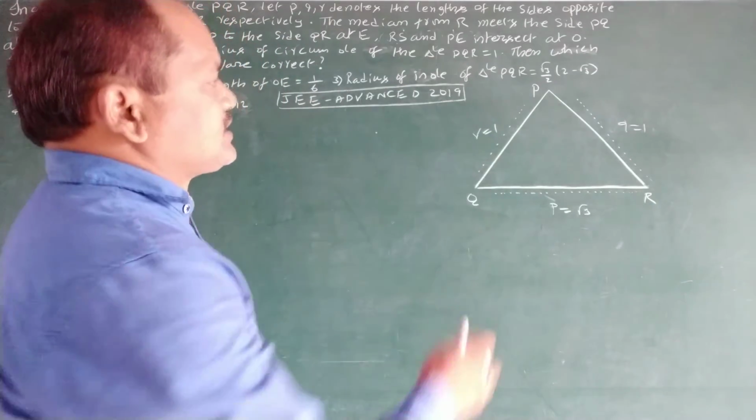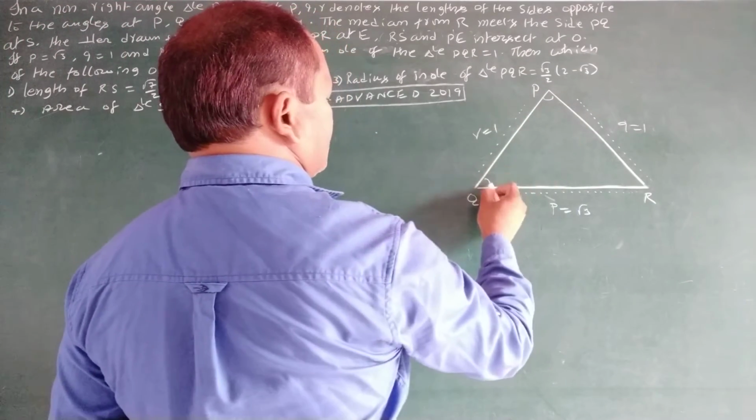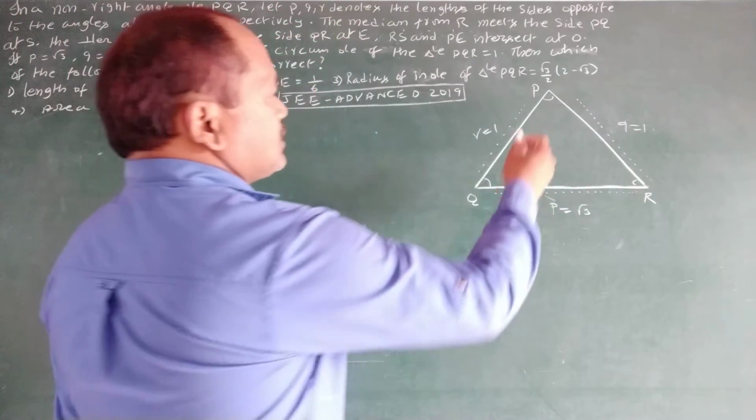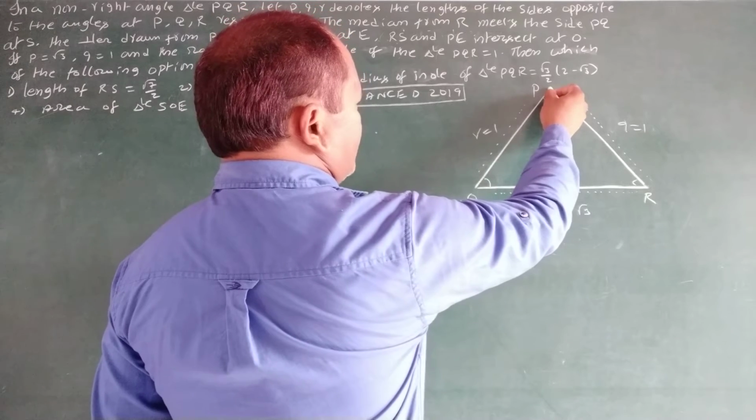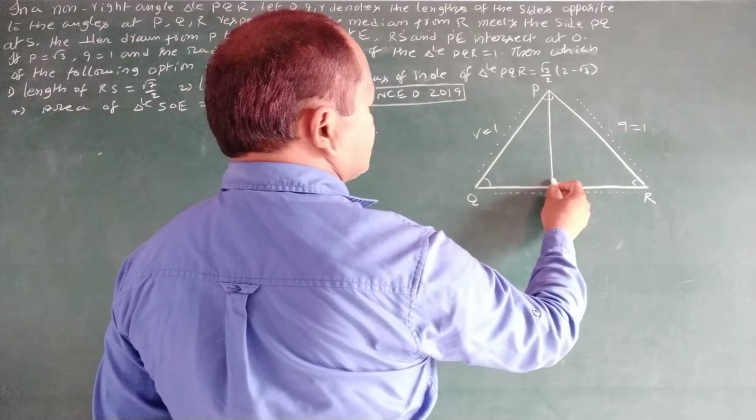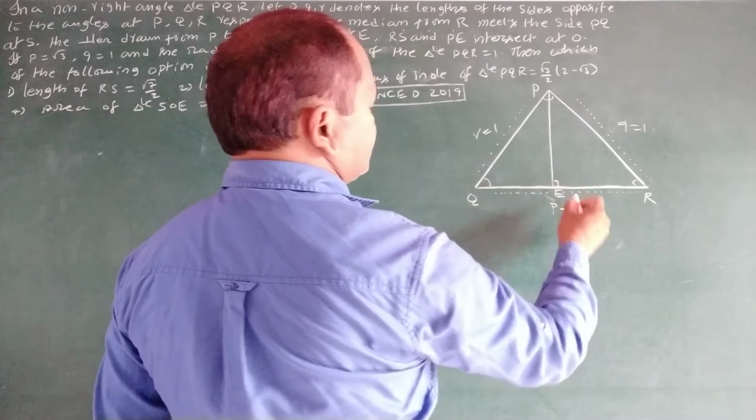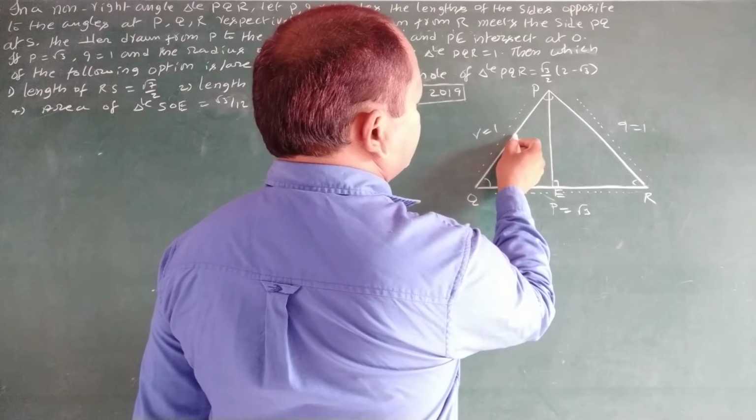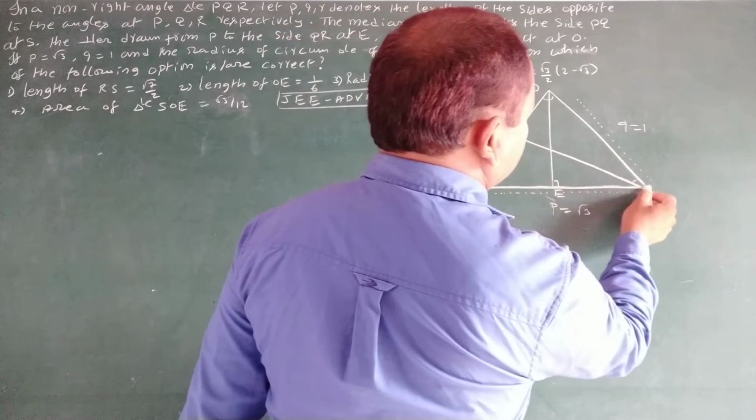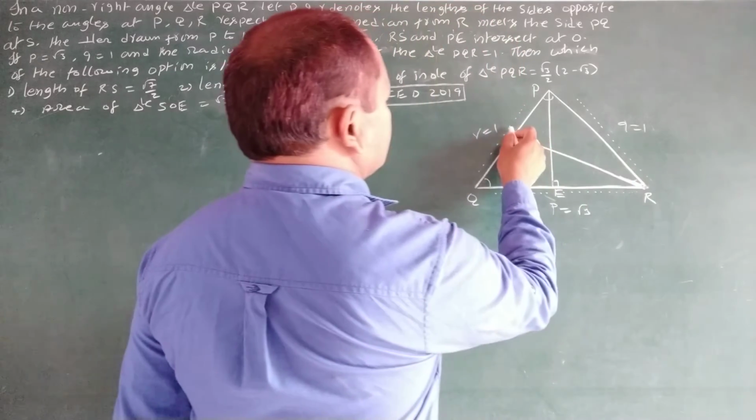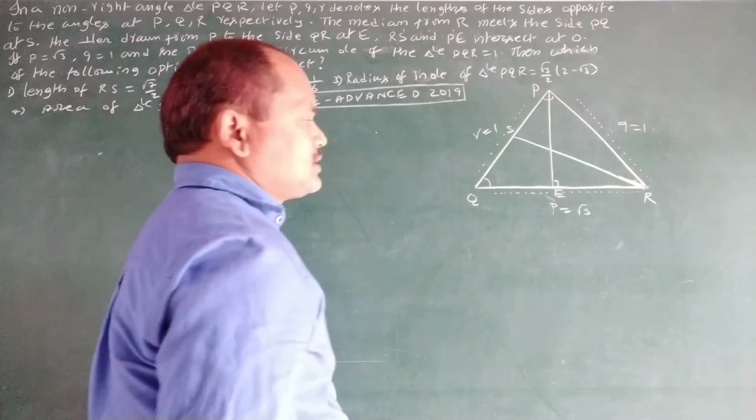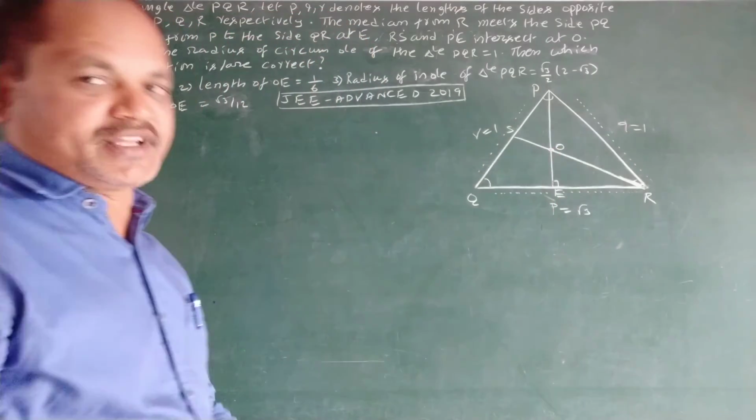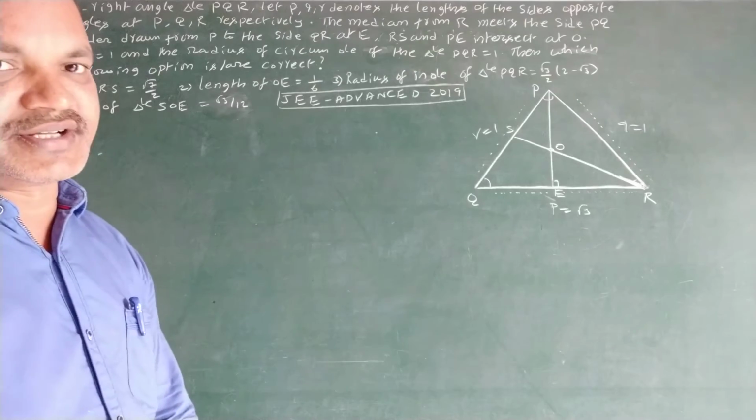Now it is angle P, angle Q, angle R. That's all. And also given, this is the perpendicular drawn from P to the side QR, meeting at E. And RS is the median through R. So this is S. So these PE and RS meet at O. That is the given question construction.